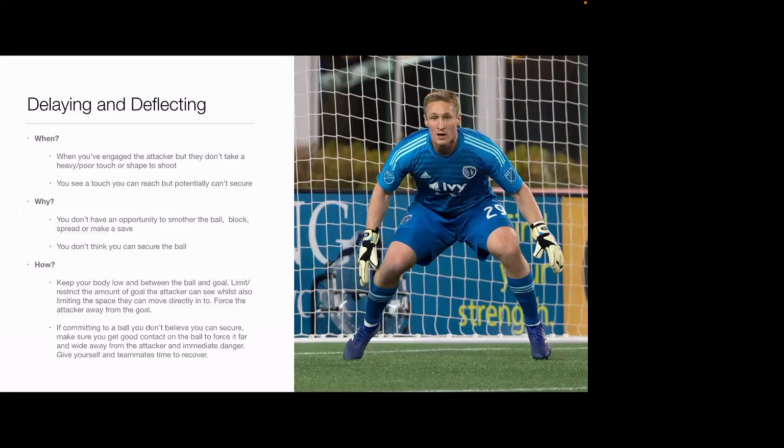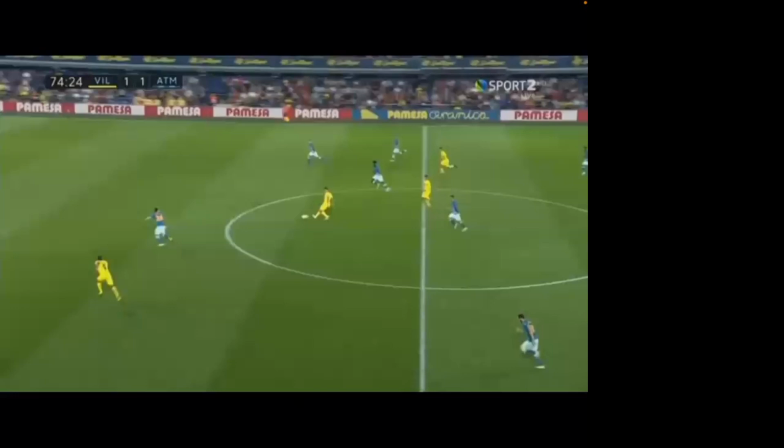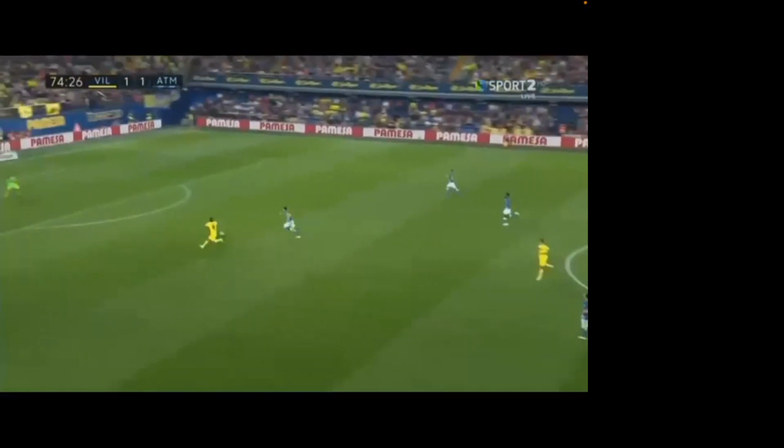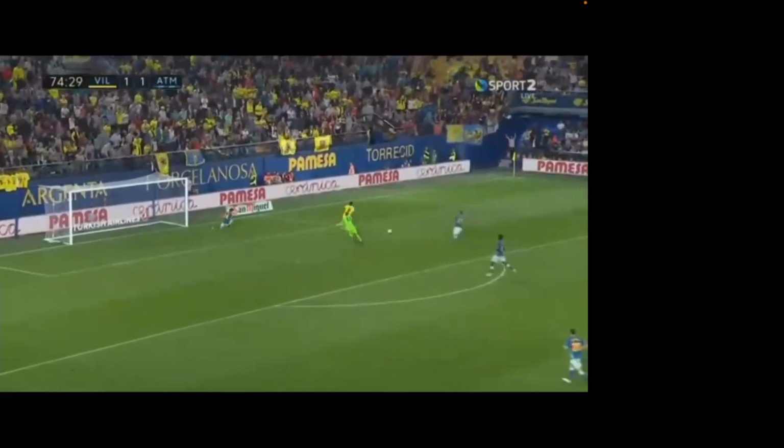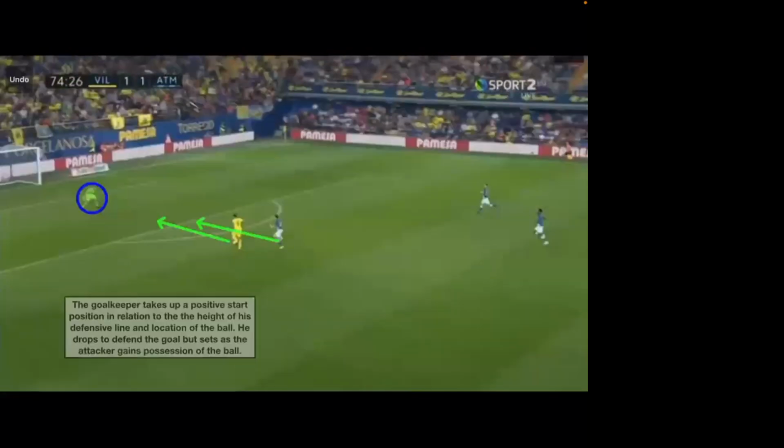As I said, don't show them any of that goal or much of it. If you're committing to a ball that you don't think you can secure, get a good contact on it to force it far and wide and away from any kind of immediate danger. That'll give yourself and your teammates time to recover. So we've got Jan Oblak here. Big strong hand, push it away. Defender comes across and recovers.